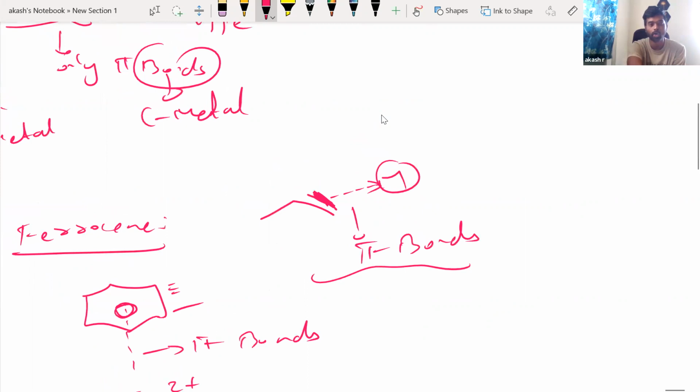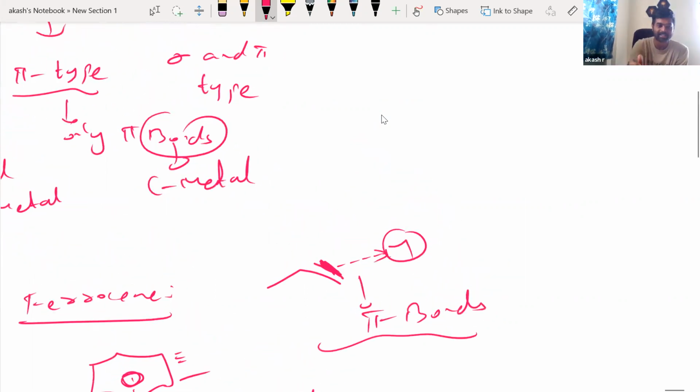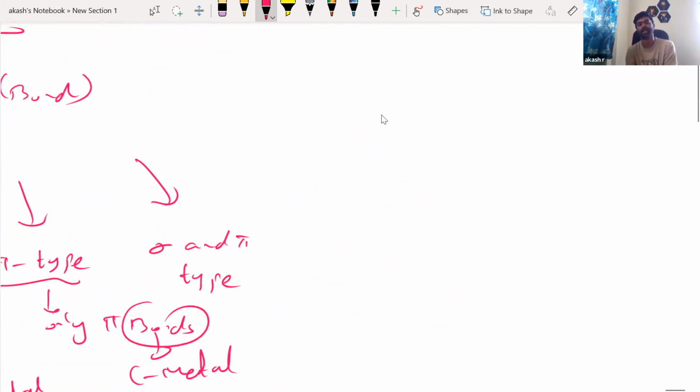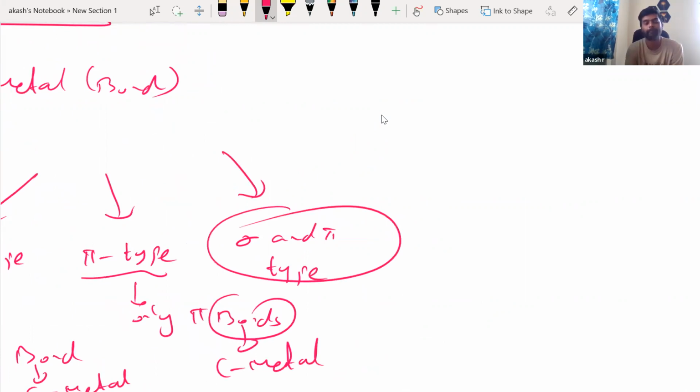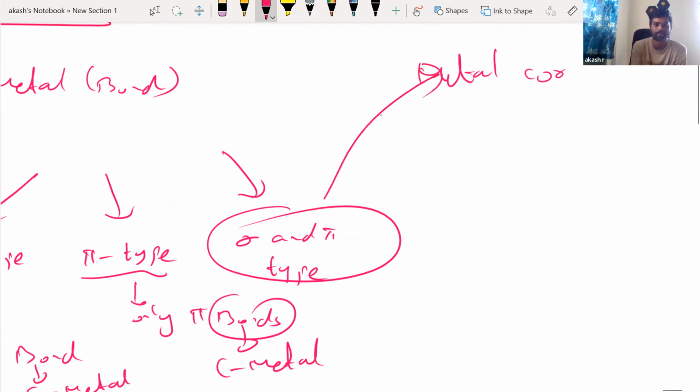Very simple. Okay, fine. Now coming to the last type, which I'm going to say we are going to have both sigma as well as pi type of bonding. Both are to be present. Okay. Now the example we can have is metal carbonyls. Right. Example for this is metal carbonyls.